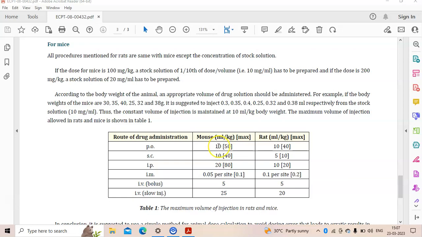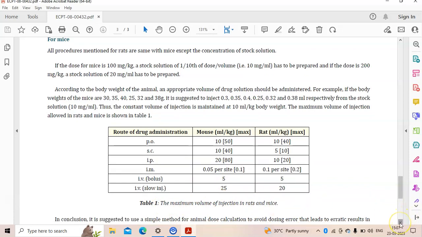The 10 ml per kg is the volume administered as per the OECD guideline, and a maximum of 50 ml per kg can be administered. In rat it is about 10 ml per kg and a maximum of 40 ml per kg can be administered. For the subcutaneous route, 10 ml per kg for mouse and 5 ml per kg for rat as per the OECD guideline. So this table gives the maximum volume of injection of drug solution in rats and mice that we need to follow.